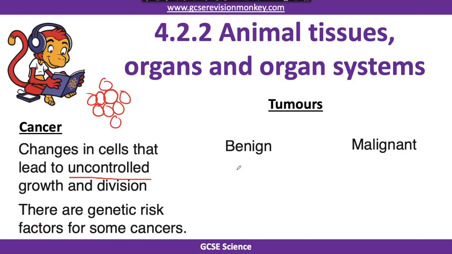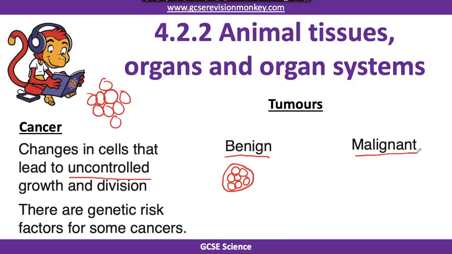With benign tumours, the cell division is often encased within a bigger membrane, so the tumour actually stays in one place. So this could just be a small lump on somebody, but stays in one place and doesn't move anywhere else. These are often tumours that can be removed without any problem to the patient.